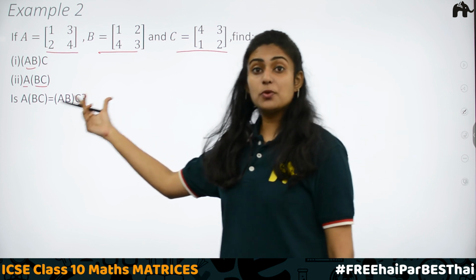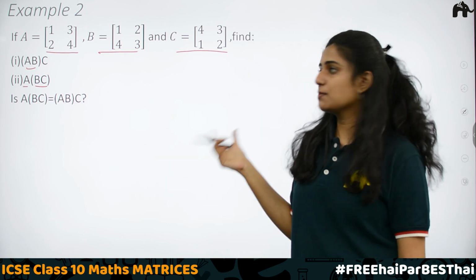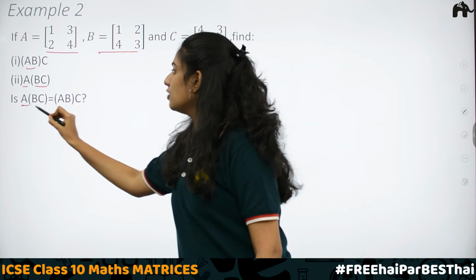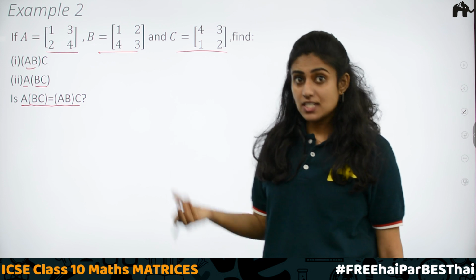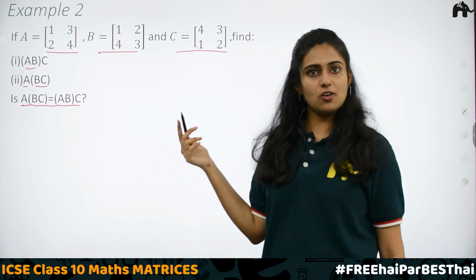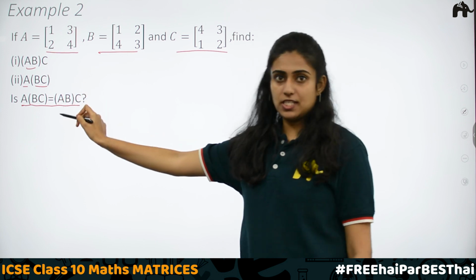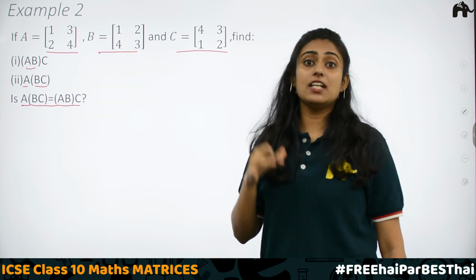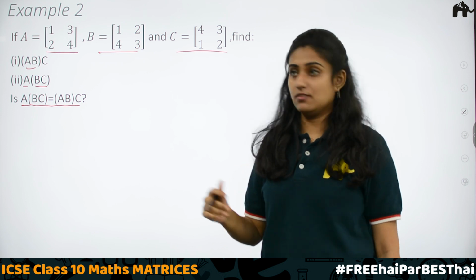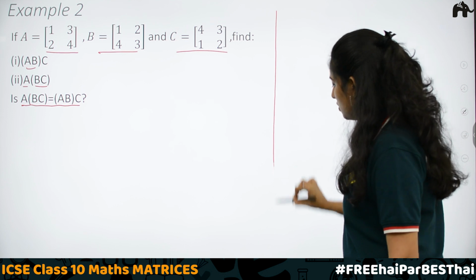We have to prove if this associative property is obeyed by matrix multiplication. This is a condition for associative property. Yes. We have to prove if matrix multiplication is associative or not. If AB into C is equal to A into BC, then matrix multiplication is associative. We have got that matrix multiplication is not commutative. We will check if matrix multiplication is associative or not.